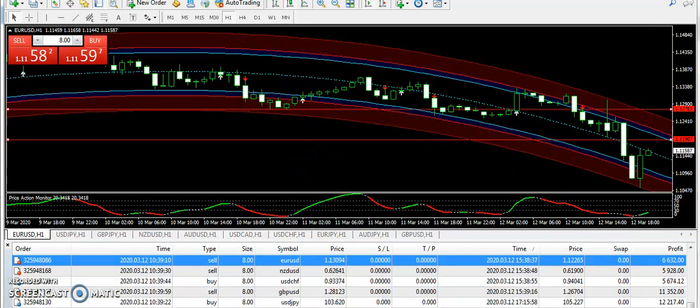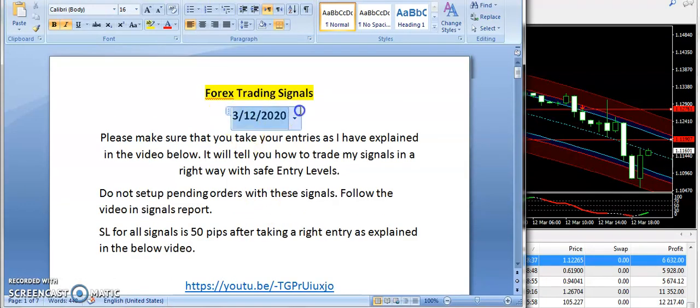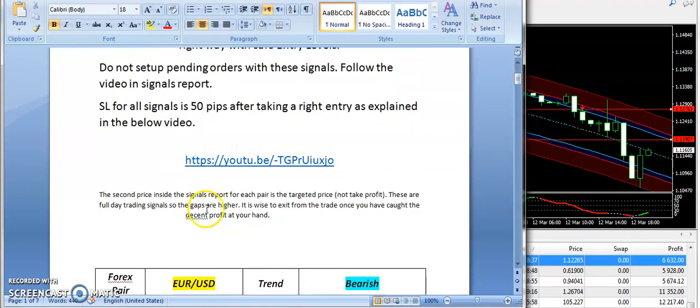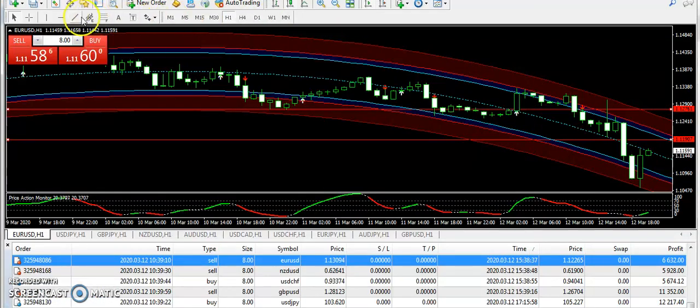Okay guys, this is the signals report that I have sent to the subscribers early in the morning that belongs to 12th of March 2020. And guys, the first signal in my report is EURUSD. Today I have supplied the bearish signal in case of EURUSD from 1.12761, and 1.11907 was the target price. And guys, you can see a big drop on EURUSD today, and we have taken the sell positions on this pair, and you can see the expected profit on the screen.